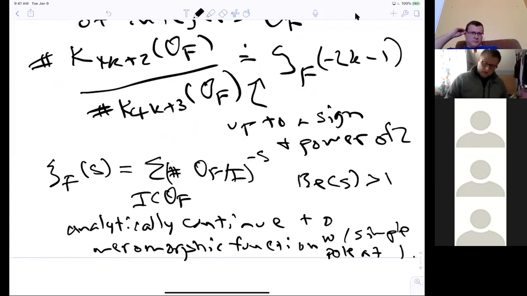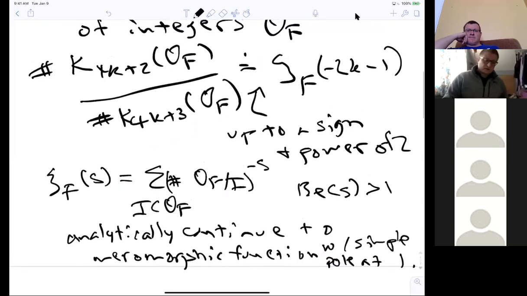So these are how it's defined for positive integers. But the values we really care about more are the special values at negative integers. It's really a theorem that for a totally real number field these are actually rational numbers, and then you can compare to the orders of these K groups.